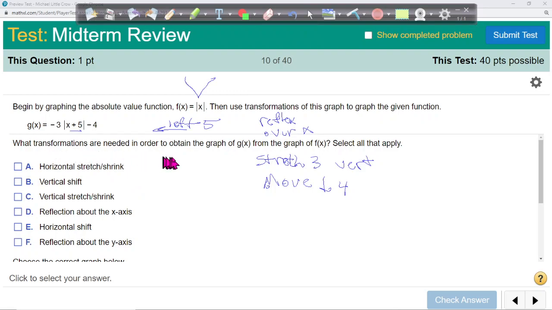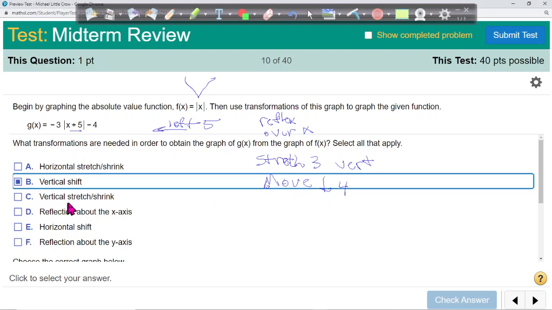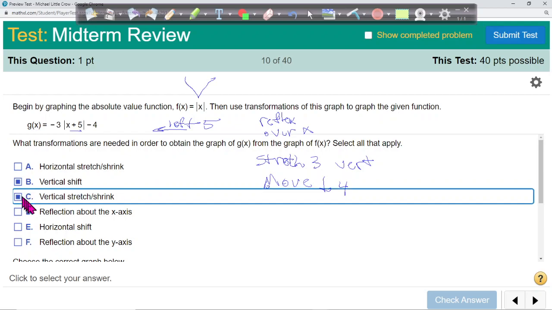Let's go answer these questions. What transformations are needed in order to obtain the graph of g of x from this? Select all that apply. So you're going to need to do a horizontal stretch. No, vertical stretch. Vertical shift. Certainly a vertical shift. The 4 is a move down. That's a shift. You do a vertical stretch or shrink, but vertically we're stretching it by 3. We are reflecting it over the x-axis. That's because there's this negative on the outside.